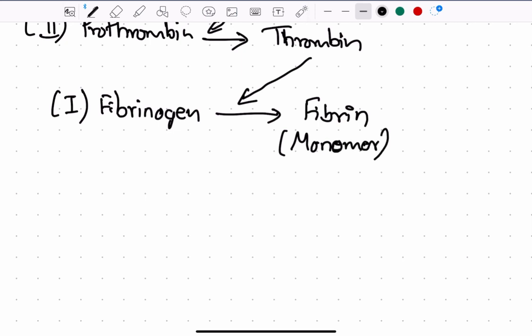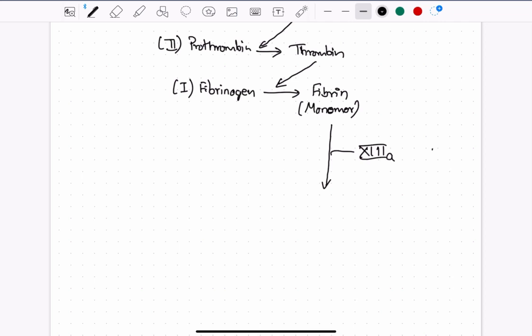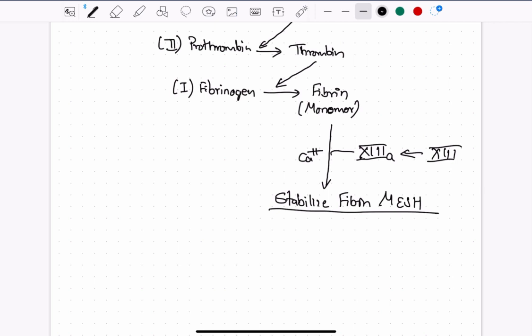monomer. So the clot that it forms is a very soft clot. It's very delicate. To stabilize this clot, it will be acted upon by the activated factor 13. So the factor 13 will get activated, and then along with the calcium it will stabilize the fibrin mesh, and then forms the hard clot.